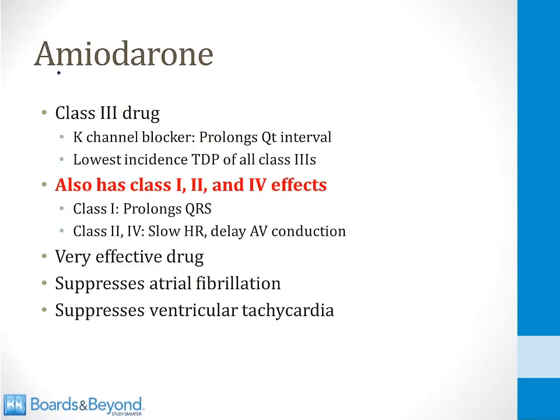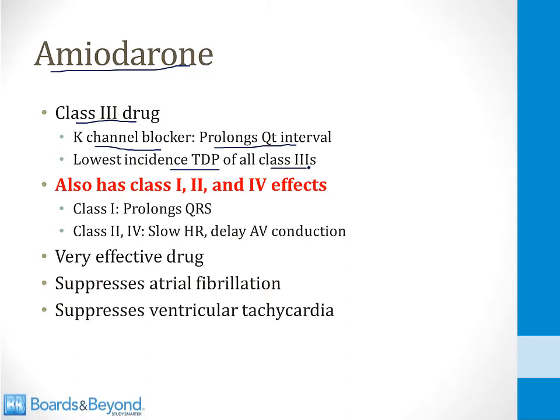Let's begin our discussion of class 3 drugs by talking about amiodarone, which is the drug in this class that is most frequently used clinically. It's a class 3 drug, so it blocks potassium channels and it can prolong the QT interval. However, it has the lowest incidence of torsades de pointes of all the class 3 drugs, and it's the safest of the class 3 drugs in terms of that arrhythmia.